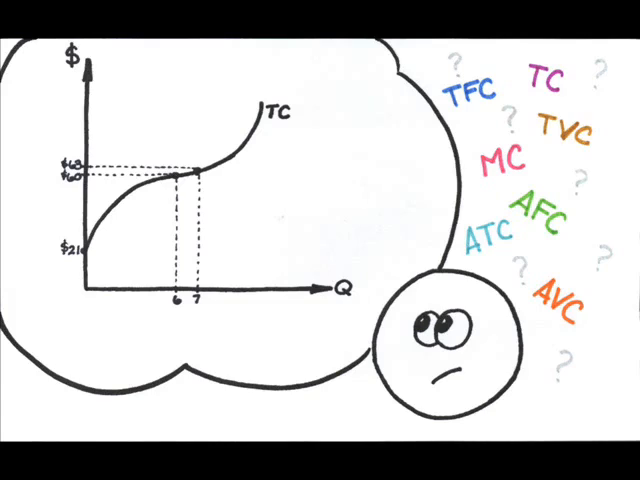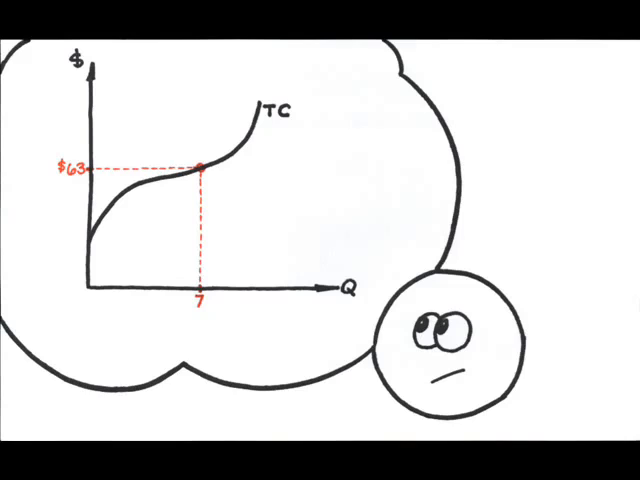Say the company wants to know just how much it will cost overall to produce 7 units, or 700 units, or 7,000 units of output. This one I can just read straight off the graph. At 7 units, the total cost is $63.